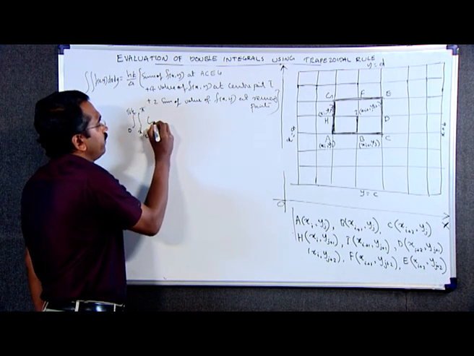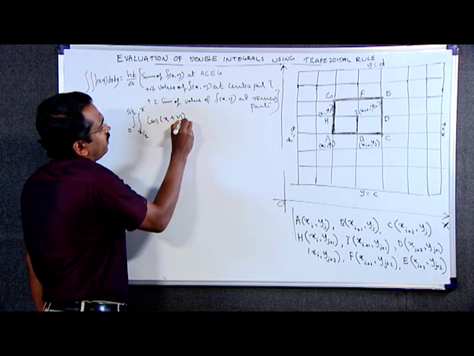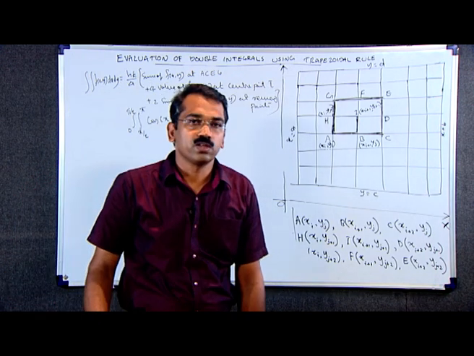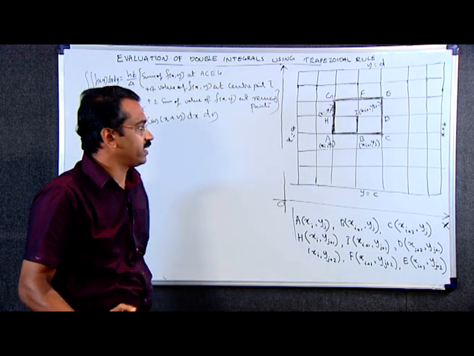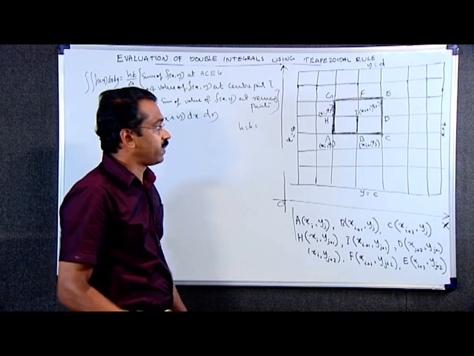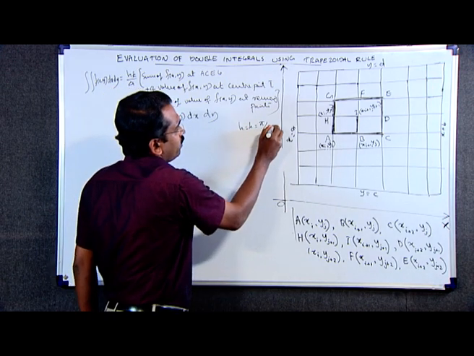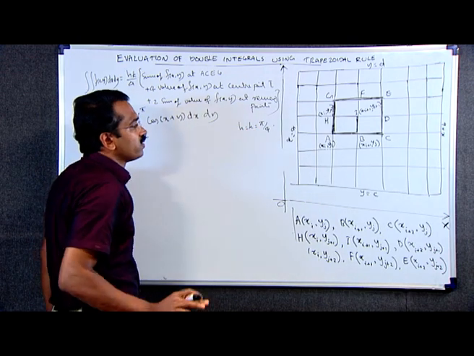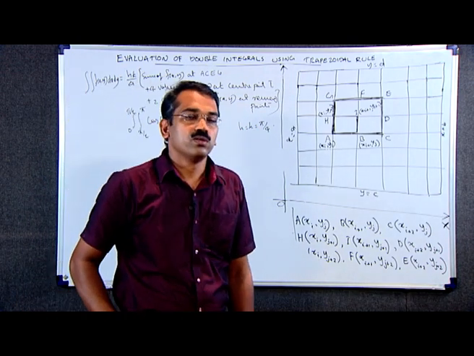of cos(x plus y) dx dy, using the trapezoidal rule by taking h equal to k equal to pi by 4. The widths of the intervals are the same, both are pi by 4.